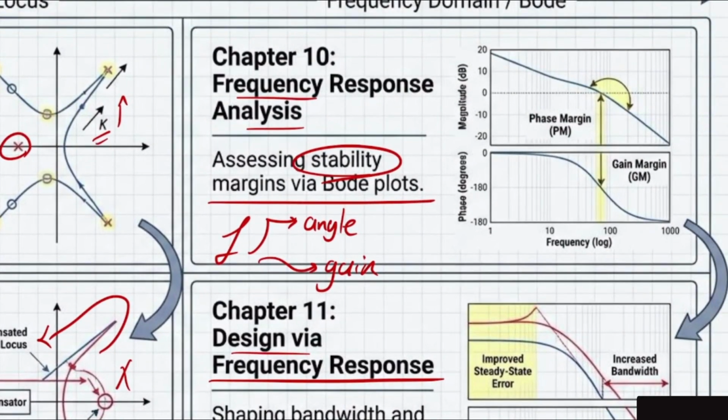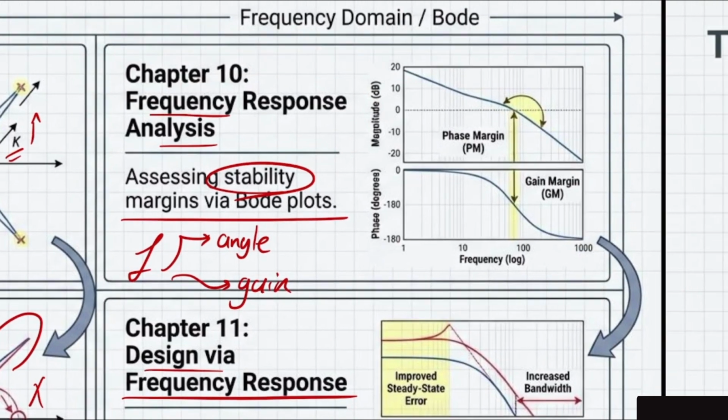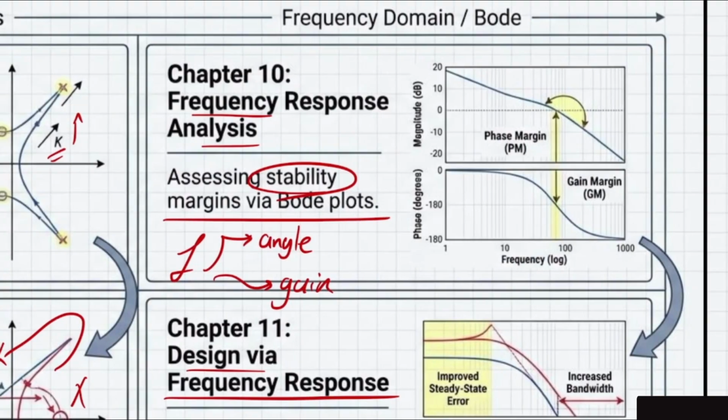Then we have chapter 10, because obviously root locus alone is not going to be enough for us. We have to move to another response that we call frequency response. In frequency response analysis, we are assessing stability margins via the Bode plot. So what was the Bode plot? It was a plot where we have the frequency on the x-axis for both of them, and we had the phase margin and the gain margin. We have to draw the phase and gain based on the frequency itself, not based on the time.